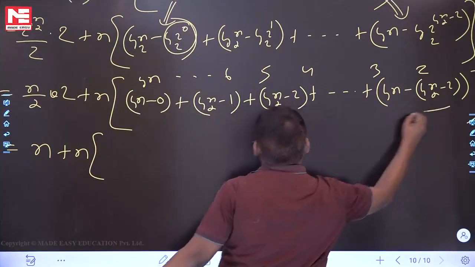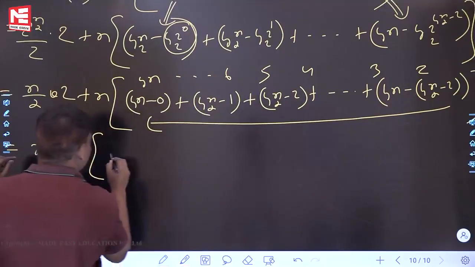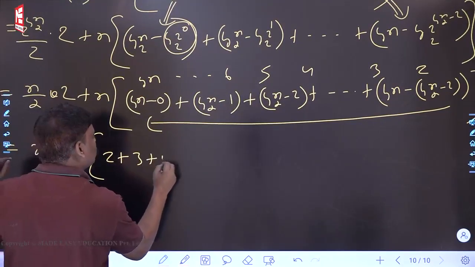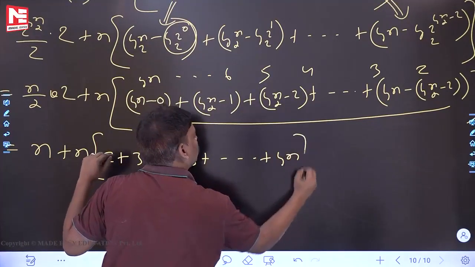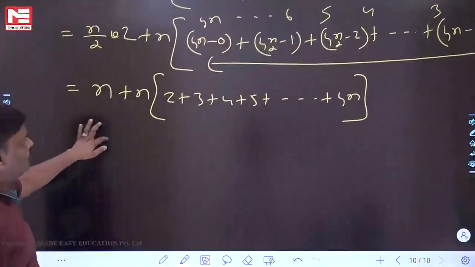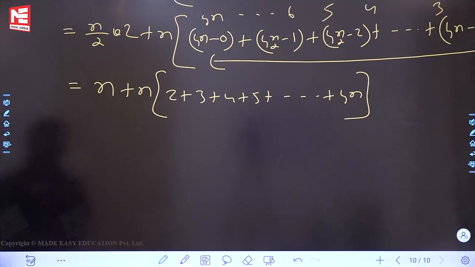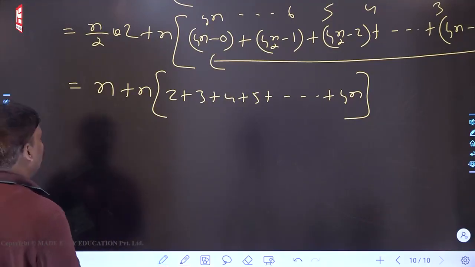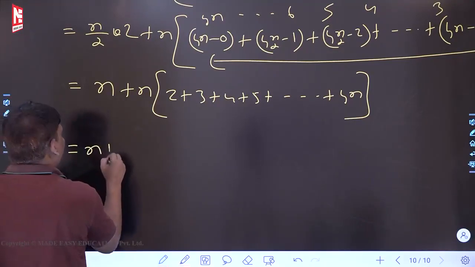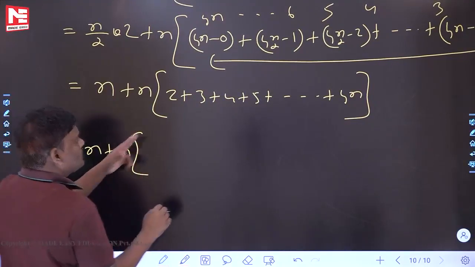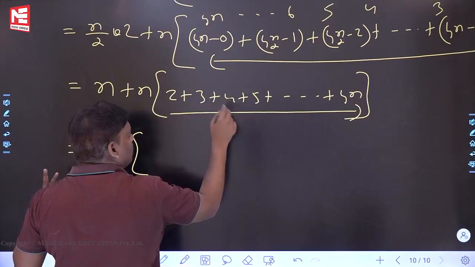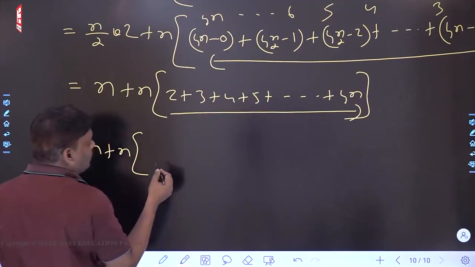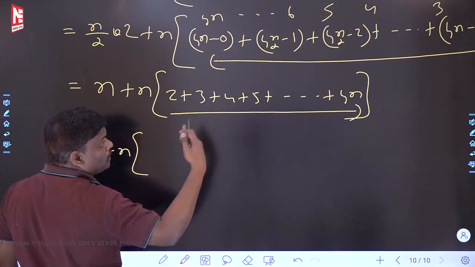So let me write in the reverse order. If you write in the reverse order, it becomes 2 plus 3 plus 4 plus 5 plus and so on, up to log n. Right? This goes to n plus n into, what is the answer? It is the sum of log n natural numbers. Forget about 1 less, it's okay. What is the formula? Sum of n natural numbers, n into n plus 1 by 2.